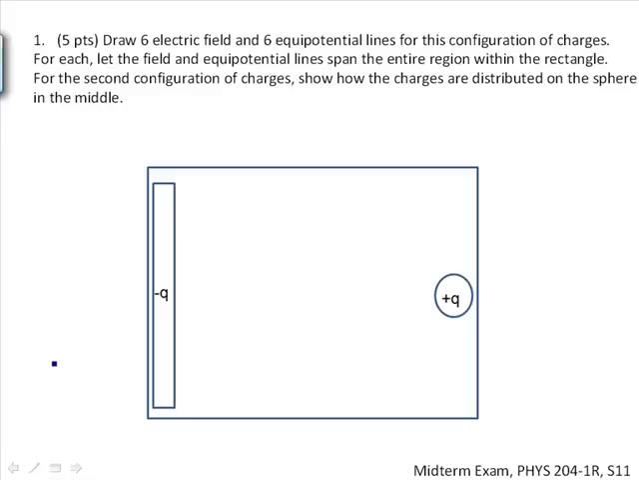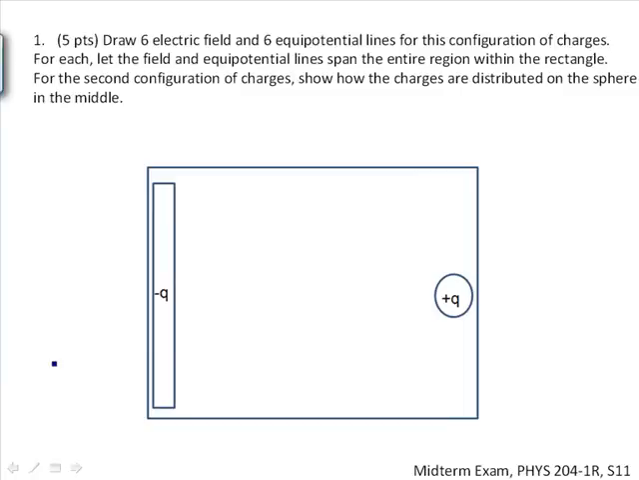Alright, this is the midterm exam for Physics 204, 1R, spring 2011. It says to draw 6 electric field and equal potential lines for this configuration. For each, let the field and potential lines span the entire region within the rectangle. And then for the second configuration, show how the charges are distributed.